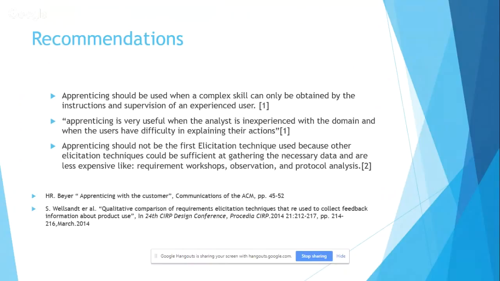If you think that apprenticeships might be a little bit too easy or not necessary, always look at other types of techniques. You know, apprenticing should never be the first technique you use, because you might gain all the knowledge you need by using other techniques like workshops, observing, or protocol analysis. Sometimes just reading what fast food workers need to use might be enough. You don't need to learn all their skills, right?